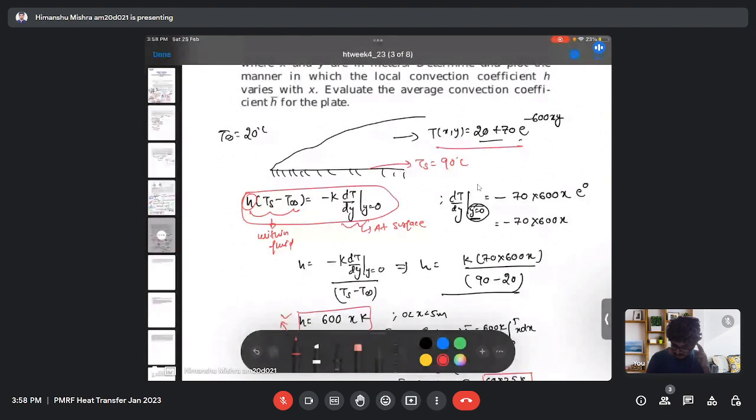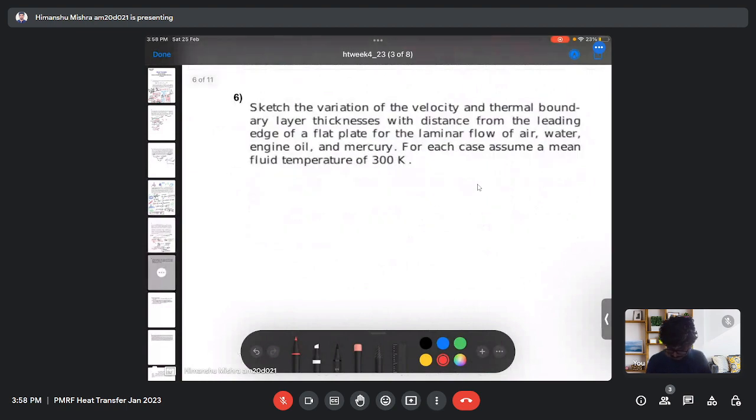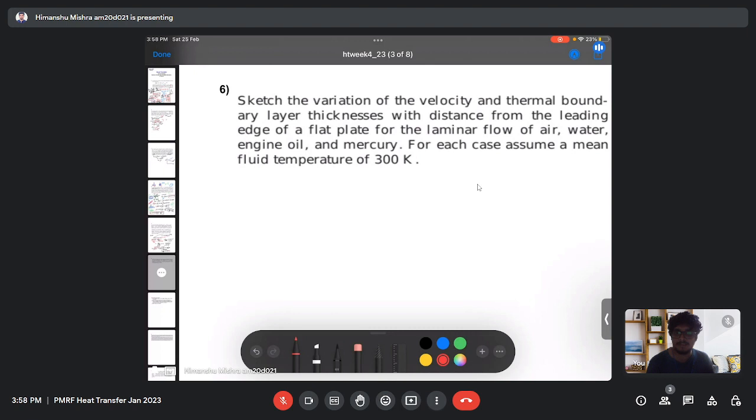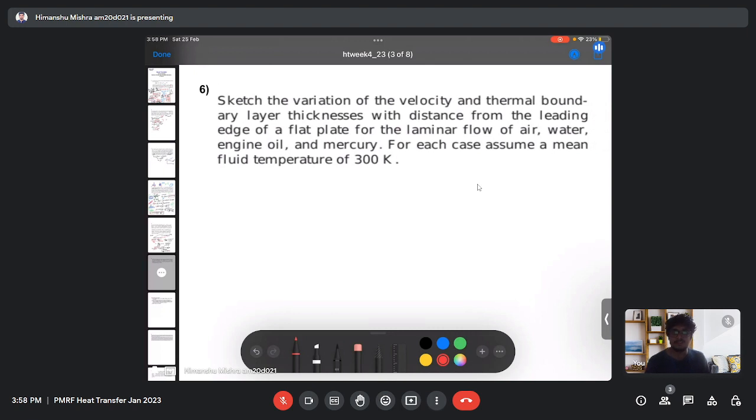Okay, so let's move to the next question. In the next question, sketch the variation of velocity and thermal boundary layer thickness with distance from the leading edge of the flat plate for the laminar flow of air, water, engine oil and mercury. For each case, assume a mean fluid temperature of 300 Kelvin.